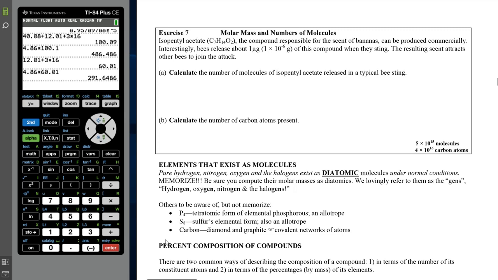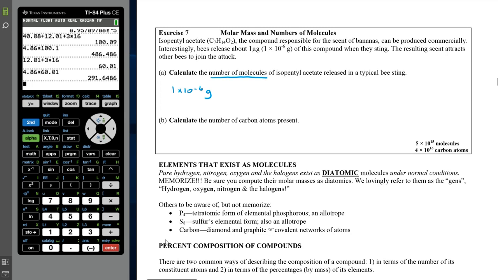So, it says here, let's figure out the number of molecules released in a typical bee sting. So that's from this amount right here. Now, we're not going to use the micrograms part. You wouldn't have to know how to get from micrograms to grams. They're going to give it to you here: 1 times 10 to the negative 6th, in other words, a millionth of a gram. We're going to use that number to start out. 1 times 10 to the negative 6 grams of isopentyl acetate.